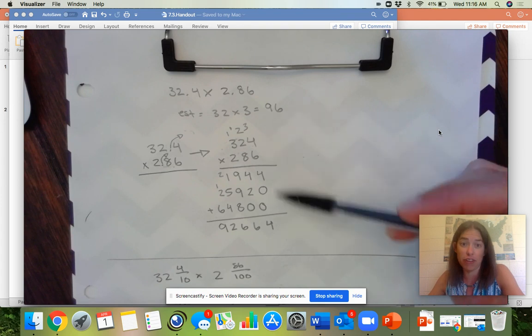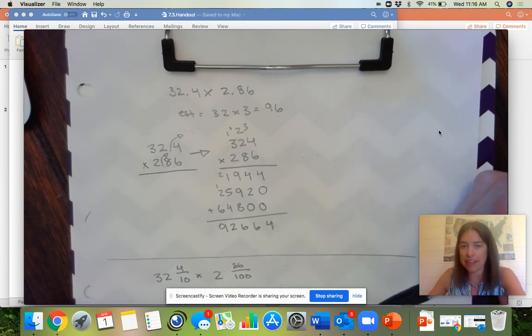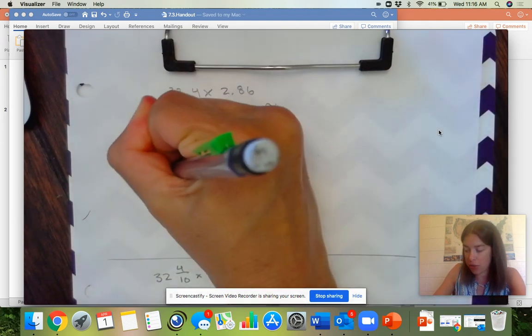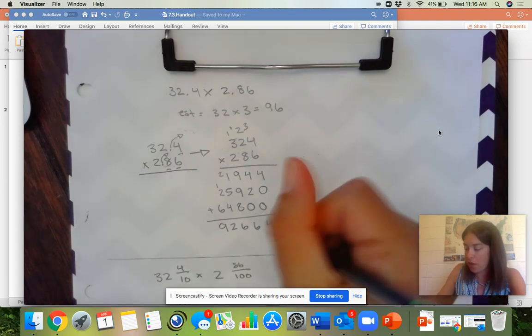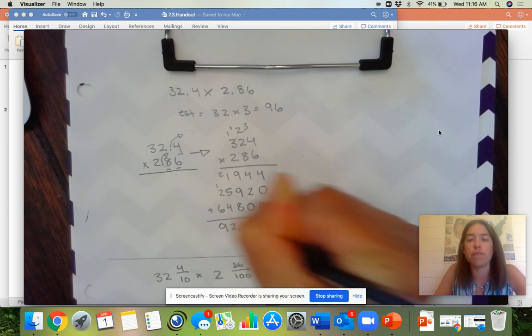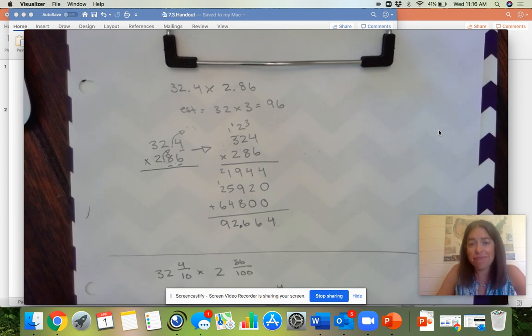Whew, this answer is a little too big. I need to figure out where my decimal point goes. I know I need an answer of around 96. I also see that I had 1, 2, 3 digits after the decimal point. So I'm going to move my decimal 1, 2, 3 places for an answer of 92 and 664 thousandths. If you got that and you got the decimal in the right place, really incredible work. Give yourself a huge check.